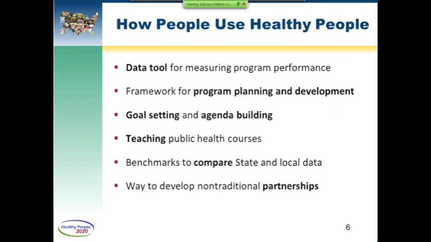Next slide, please. These are the different ways that folks have used the Healthy People 2010 objectives in the past, in ways we anticipate that they would use the 2020 objectives moving forward. As a tool to measure program performance, as a framework for both program planning and developing new programs, as a tool to set agendas and goals, and these really apply at the national, state, and local levels, as well as a tool to teach public health courses, as benchmarks for which states and locals can compare their data, and as a way to develop and encourage non-traditional partnerships.